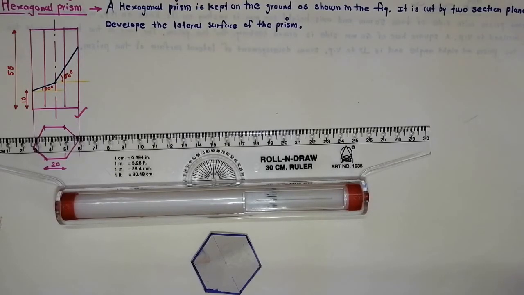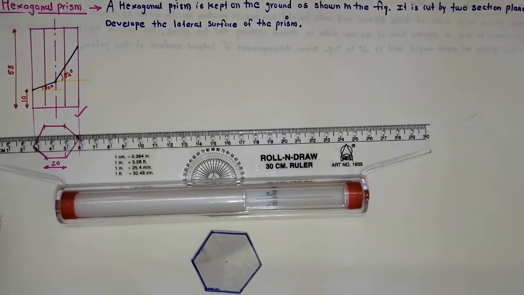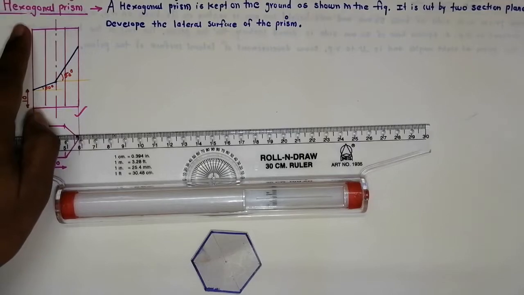In the last two video lectures, we discussed the parallel line development method and took the problems for the cylinder and the pentagonal prism. So now in this problem, we will discuss the parallel line development method for the hexagonal prism.